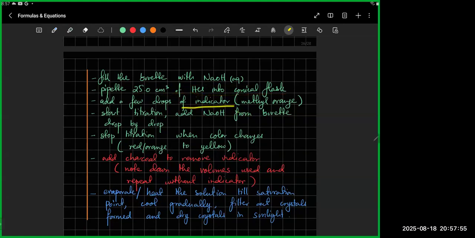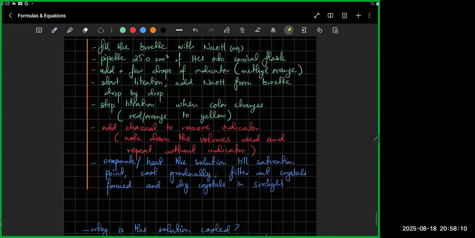You add a few drops of the indicator, whatever indicator, that's your choice. There are three indicators. You start titration, add NaOH from the top, drop by drop, and you stop titration when the color immediately changes. Then you get rid of the indicator: you add charcoal to absorb the indicator. Or the other thing is that once you know what volumes are used, you note down the volumes used and repeat without indicator, and then you do crystallization at the end.